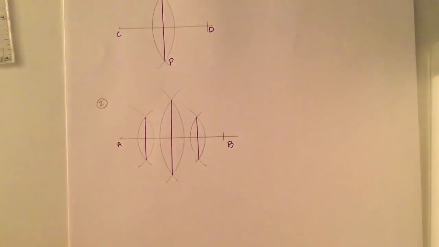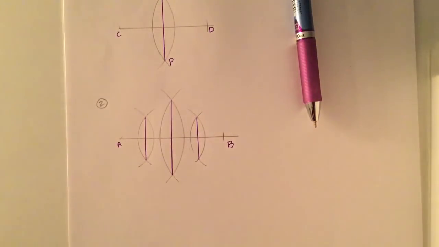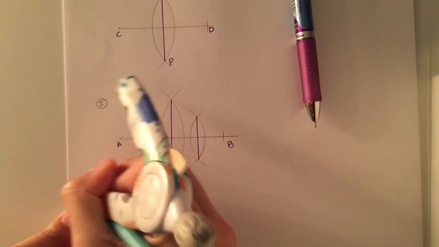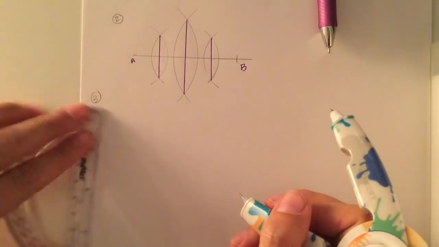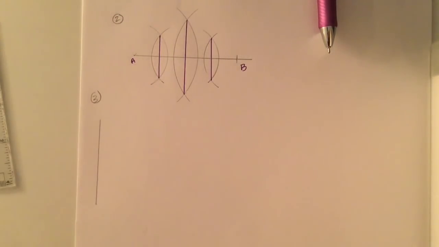Next, for number 3, we want to draw a line close to the edge of the paper. So for number 3, I'm going to draw a line that's close to the edge of my paper. Okay. We want to construct the perpendicular bisector.